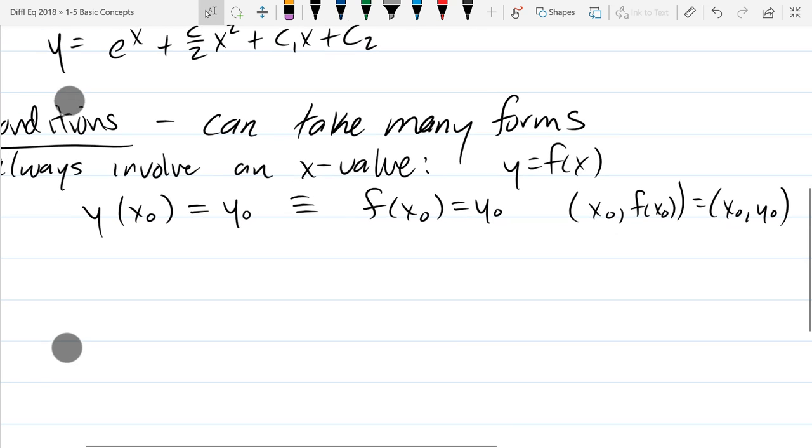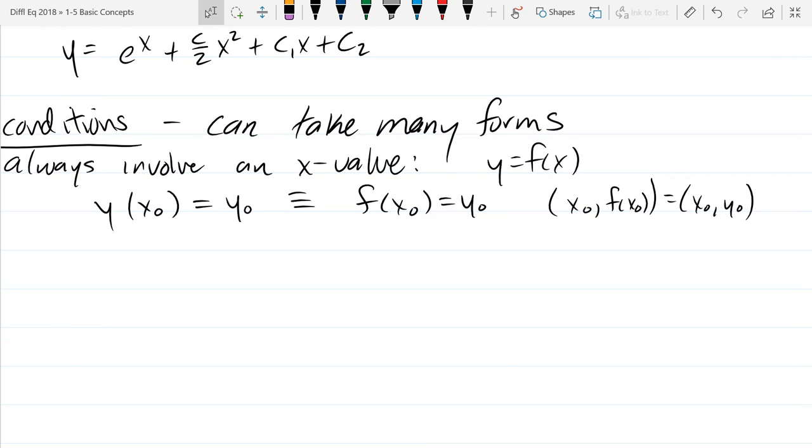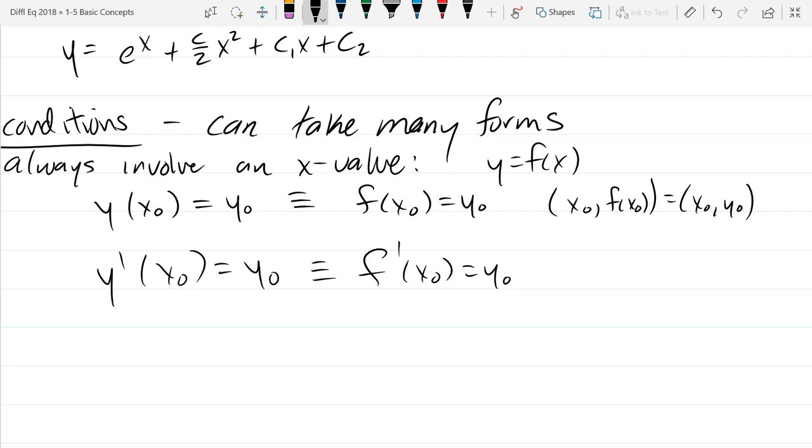So this is when the initial condition comes to you without a derivative. That was information about y and x, how they're related. Sometimes I can tell you, instead of how y is related to x, how y prime is related to x. And how that will look is y prime of x naught equals some other value. And that would be the same as f prime of x naught equals y naught. It would be misleading to write it as a point, because it's not really a point on the graph. It's an x value and a slope. So you shouldn't really write these as points.